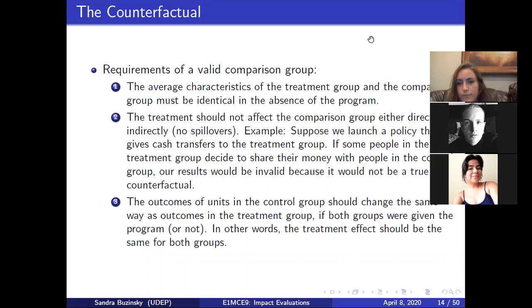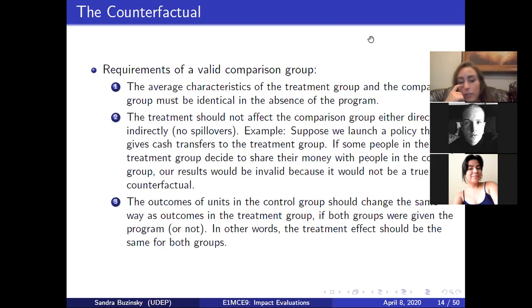Right? So these are steps to show how it's valid. You can always compare mean characteristics across the two groups and say, look, these are very comparable. So that would be an indication that they respond similarly to treatment.